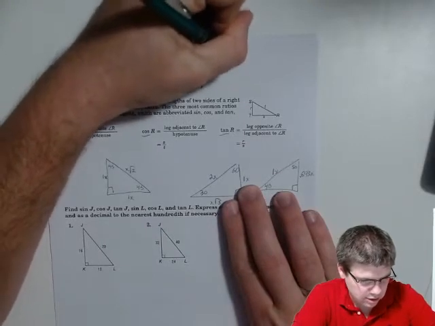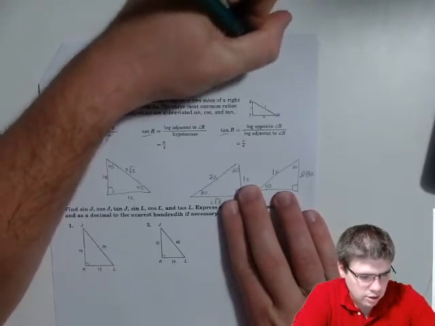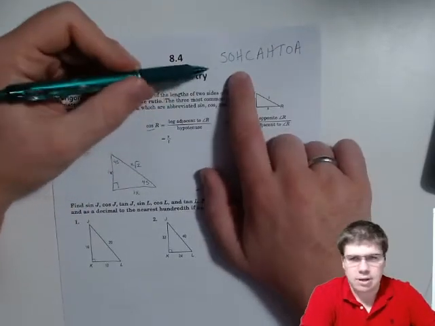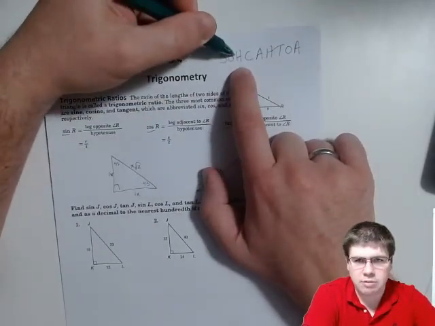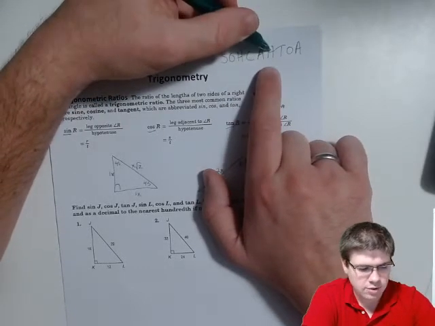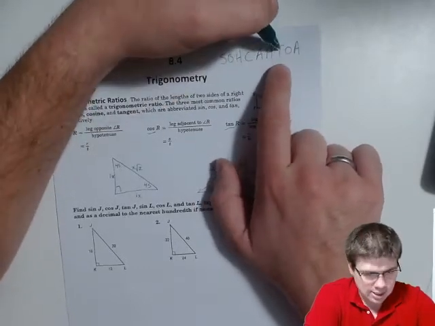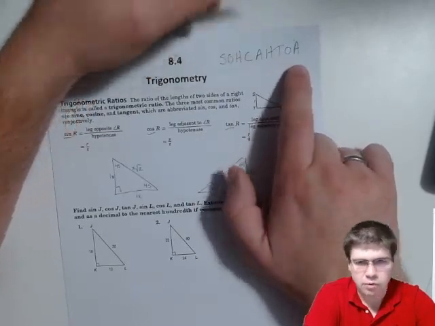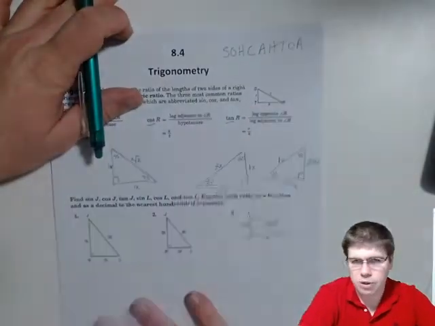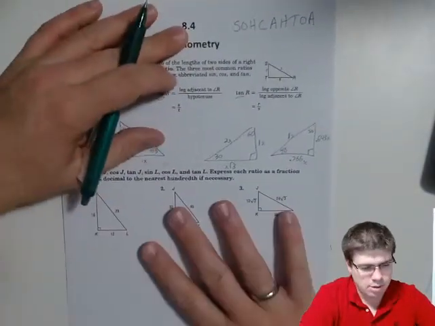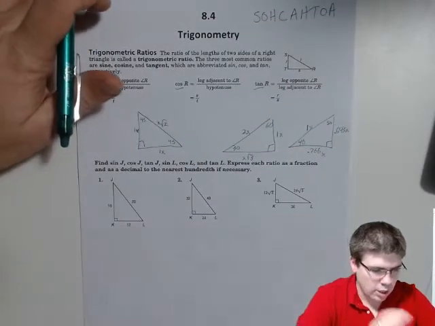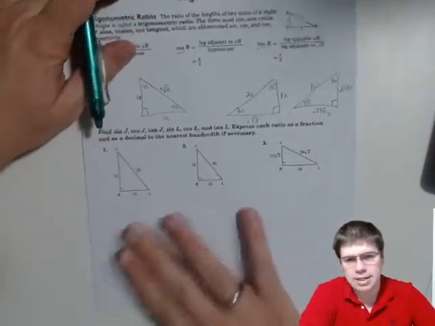We call this SOHCAHTOA. It's the mnemonic for remembering it. You've got to spell it right, but it's sine is opposite over hypotenuse, cosine is adjacent over hypotenuse, and TOA, tangent is opposite over adjacent. SOHCAHTOA. And so you'll see that referred to sometimes, and that's what a lot of people use to remember it. It's, I don't know, just a funny word. And so we will use that to help us remember this stuff.